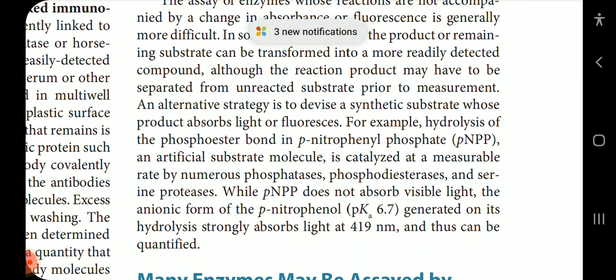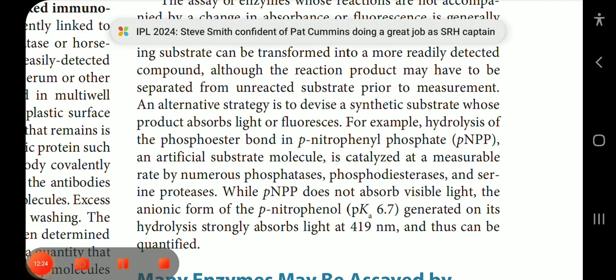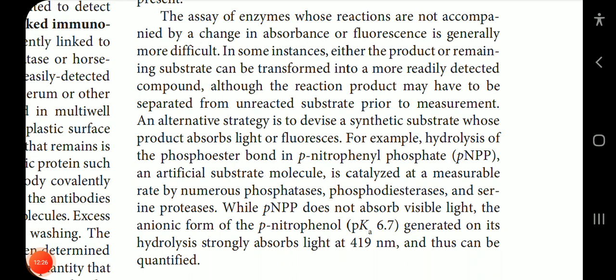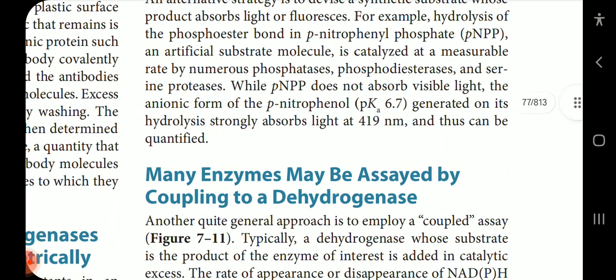Although the reaction product may have to be separated from unreacted substrate prior to the measurement, an alternative strategy is to devise a synthetic substrate whose products absorb light or fluoresce. For example, hydrolysis of the phosphoester bond in paranitrophenyl phosphate, PNPP, an artificial substrate molecule, is catalyzed at a measurable rate by numerous phosphatases, phosphodiesterases, and serine proteases. While PNPP does not absorb visible light, the anionic form of the paranitrophenol (pK 6.7) generated on its hydrolysis strongly absorbs light at 419 nm and thus can be quantified.